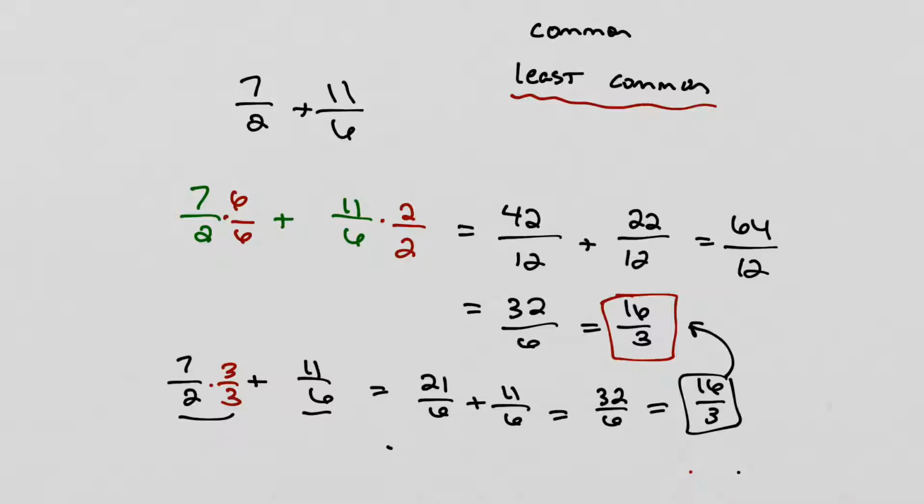But I promise you, especially when we start working with these rational functions, the least common denominator is the one that you're going to want to use because it will help you out quite a bit down the road. All right, so again, for adding and subtracting, look for that least common denominator or that least common multiple, and that will help speed up the process.